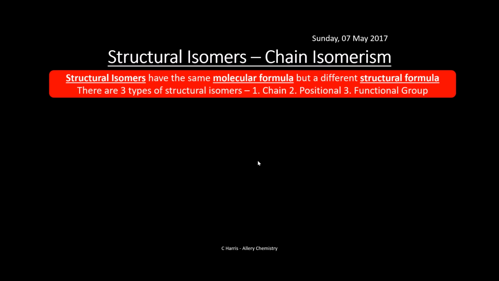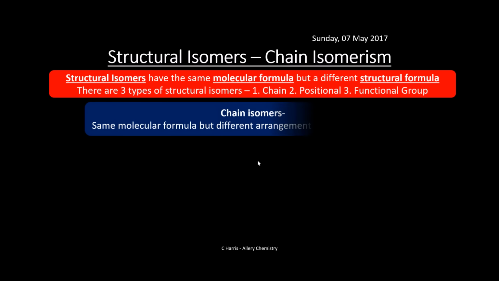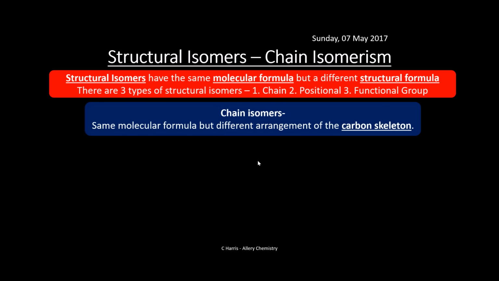Structural isomers, so chain isomerism. You need to know about all these different types of isomers. Structural isomers have the same molecular formula, but a different structural formula. There are 3 types we need to know: chain, positional, and functional group. We're going to go through each one and make sure we know what they are. So we'll start with chain first.